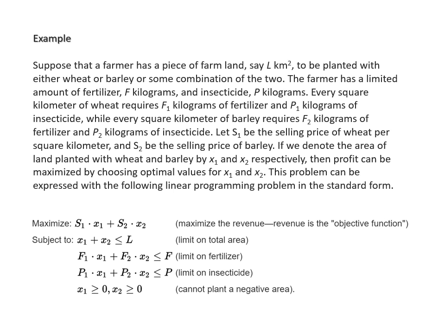And we could do something similar for insecticide. And then we also have non-negativity constraints again. So X1 could be 0, X2 could be 0. They can't both be 0 because that wouldn't maximize our revenues. But they definitely cannot be negative.